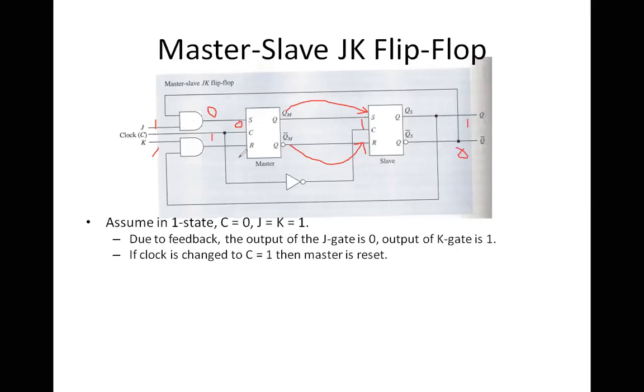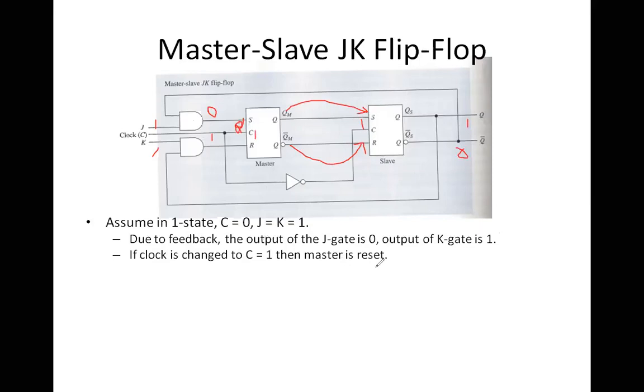So ultimately what is going to happen? The value of j is going to be 0 and the output of k is equal to 1. If the clock is changed to C is equal to 1, which means this is enabled, if this is made 1, then what is going to happen?